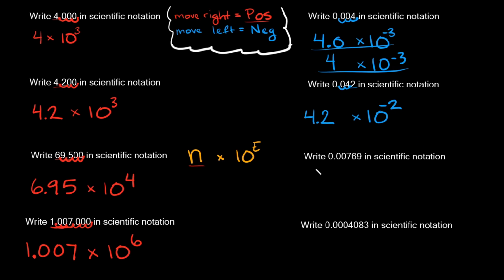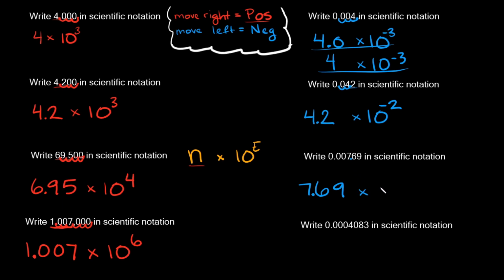Now, going to the next one. So this one says write 0.00769 in scientific notation. So again, step 1, write down your numbers that are not zeros. So 7, 6, 9, okay? And then step 2, write your decimal after the very first number here. So it's going to go right there, right after the 7. So since we have our decimal between the 7 and the 6 right here, you can also write one right there between the 7 and the 6, okay?